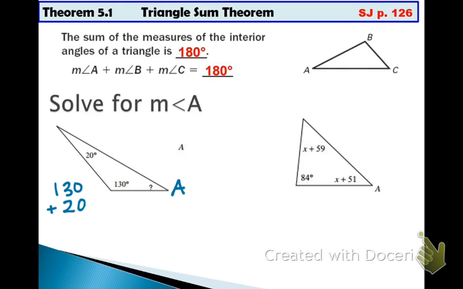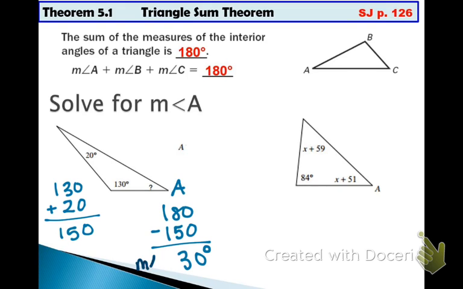So 20 and 130 make 150. So if a triangle can only hold 180 degrees, we can subtract how much we already have inside to know that we only have 30 degrees left. So the measure of angle A is 30 degrees.